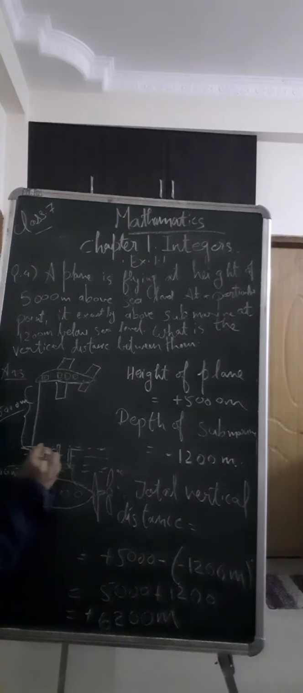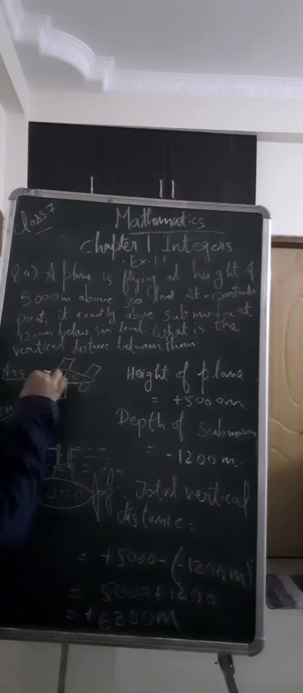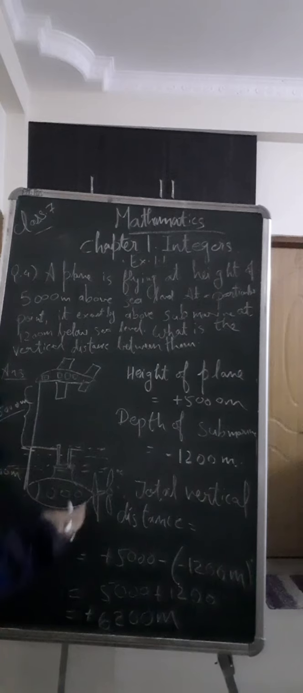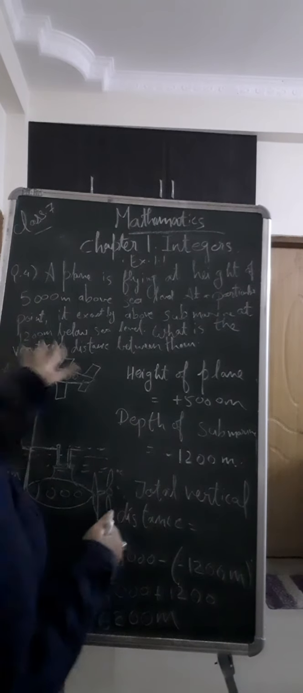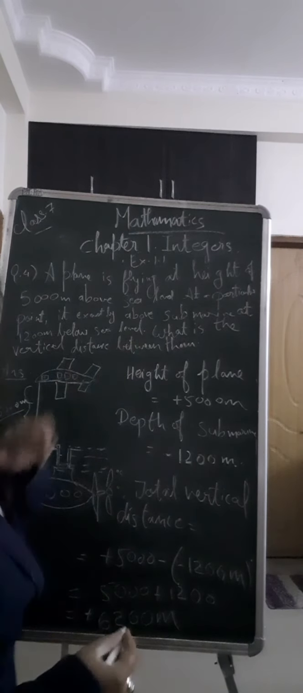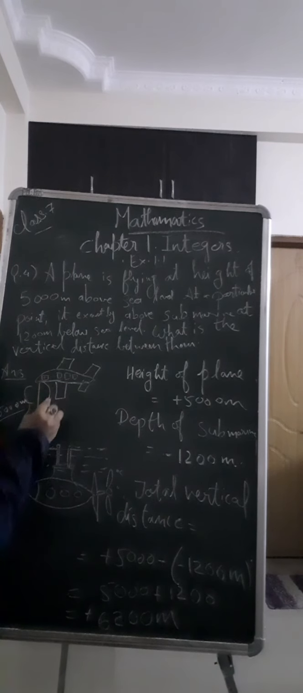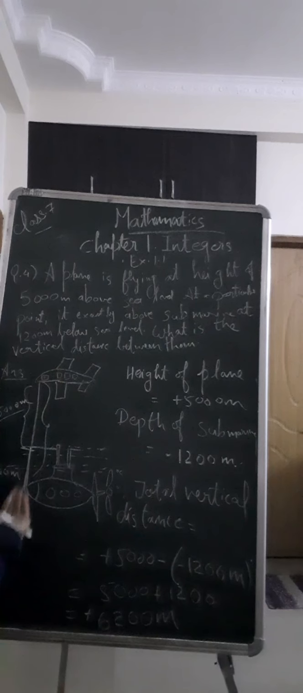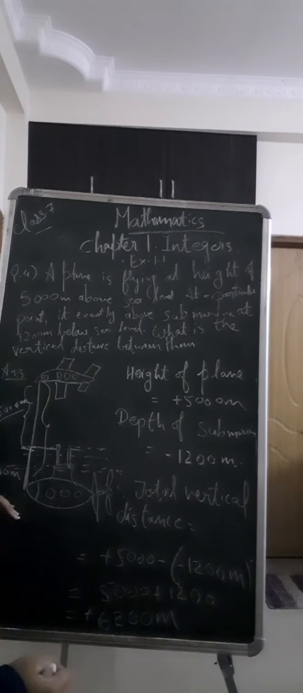Now this is the sea level. Now at 1200 meter below, just exactly below this plane, there is a submarine which is floating in the water. Okay, now what is the vertical distance between them? So we need to calculate this distance, children. From the plane to the submarine, we need to calculate this vertical distance between the plane and the submarine.